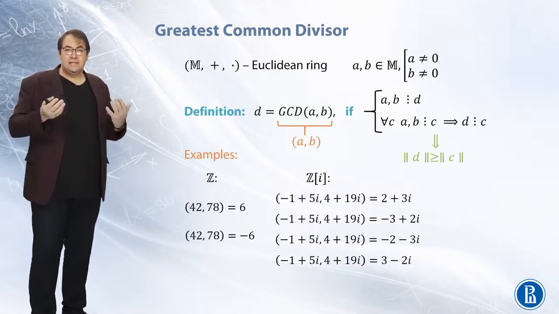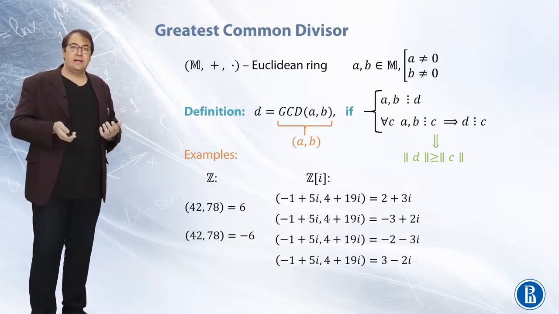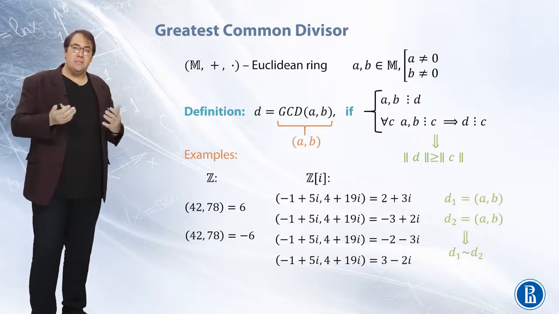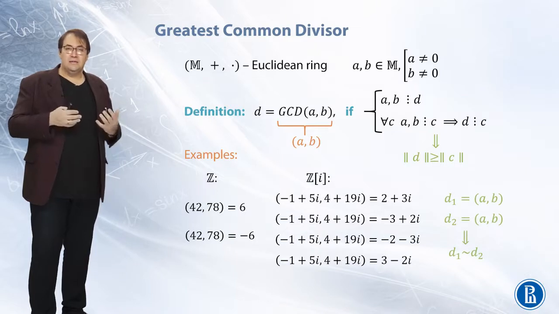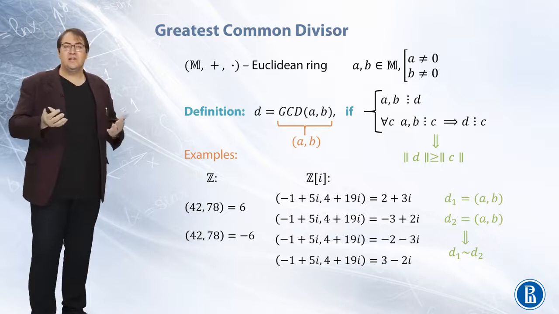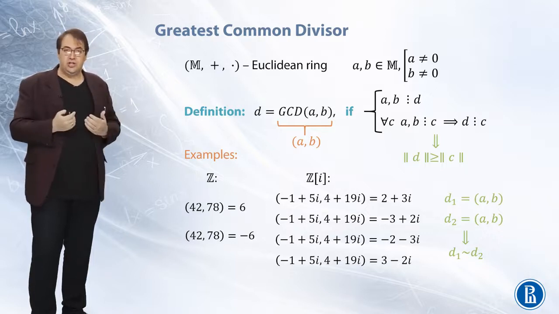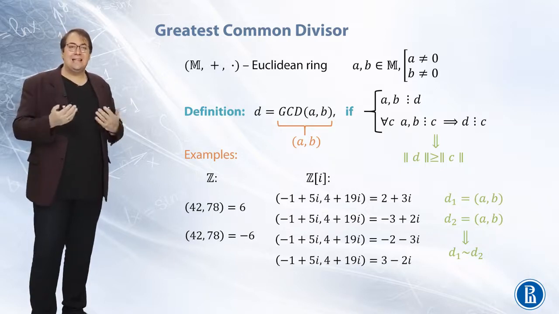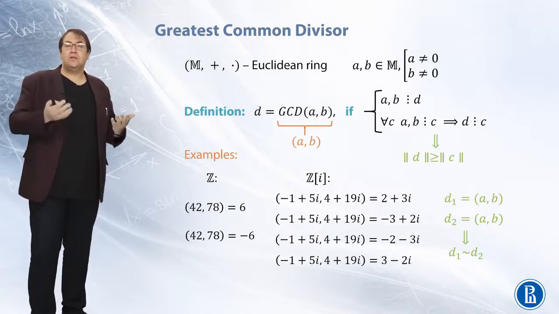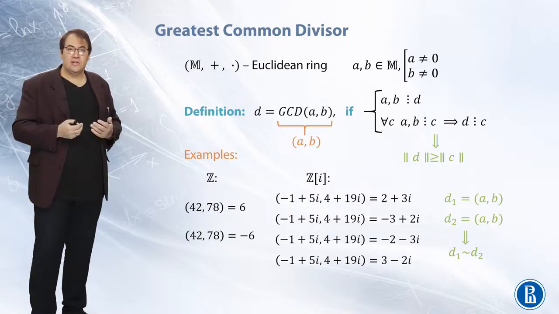So it is easy actually to show that if a certain pair A and B has two greatest common divisors, then these two greatest common divisors are associated to each other. And of course, any element associated with the greatest common divisor will also be the greatest common divisor.